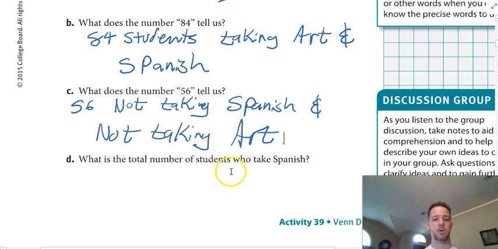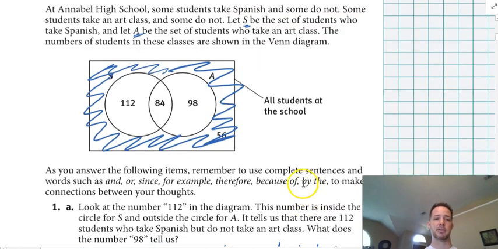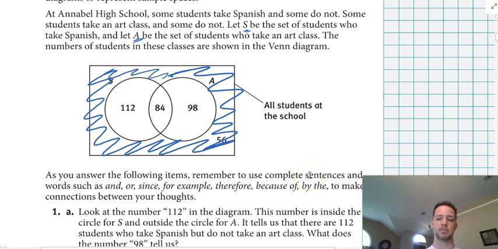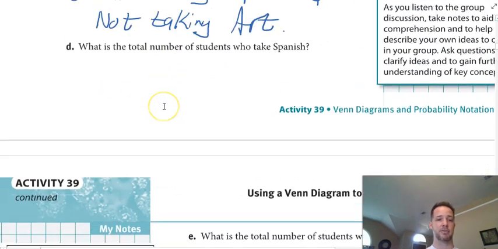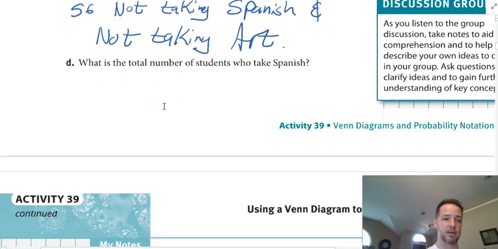And what is the total number of students who take Spanish? So to find out the total number of students that take Spanish, we need to look at both of these categories here to make up the whole circle for Spanish. So we just need to add those together. And 112 plus 84 does equal 196 for the total number of students that are taking Spanish. Because some are just taking Spanish and not art. Some are taking both Spanish and art. All we do is add them together and get 196 for the total number of students taking Spanish.